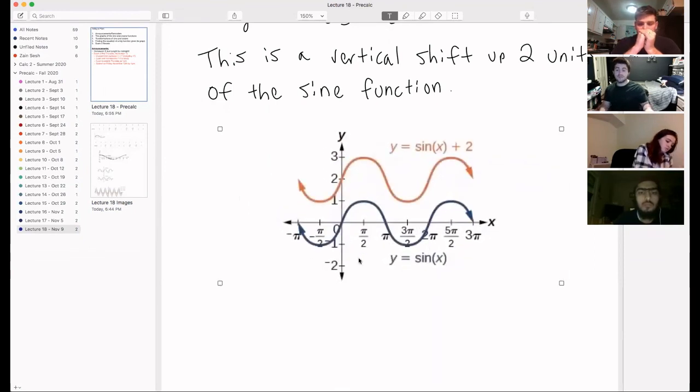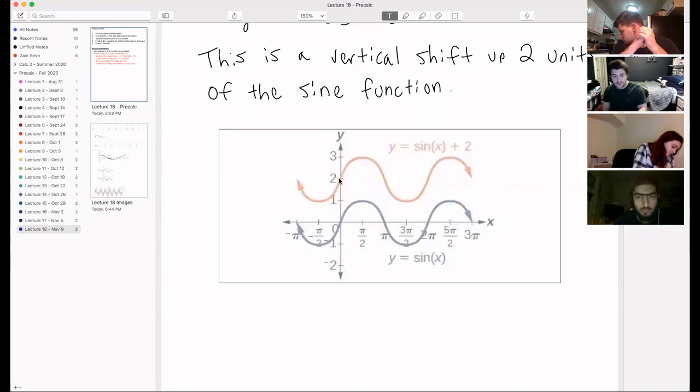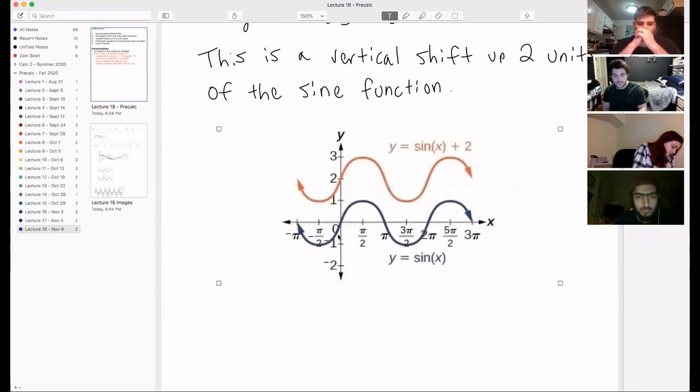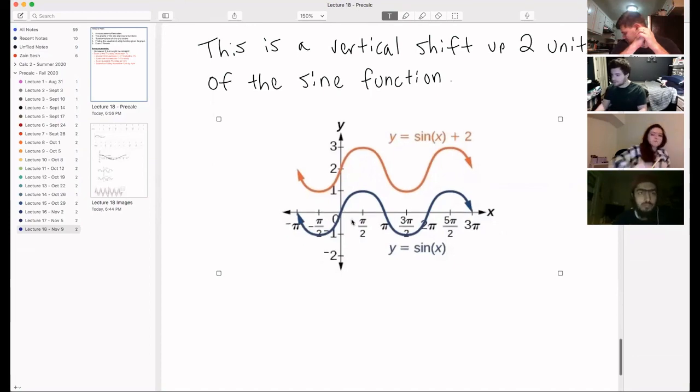So in blue, we have the parent function or the toolkit function where it's unchanged. It's just itself. And then up in the orange, we have a vertical shift up 2 units. Look, this value 0 went up to 2, and so on. So we did go up 2 units. Very good.